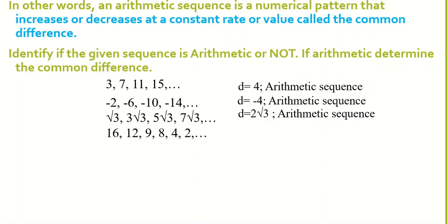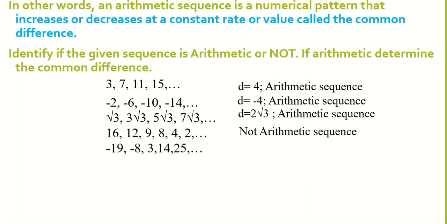This one: 16, 12, 9, 8, 4, 2, and so on. So try to get the difference. 2 minus 4 is negative 2. 4 minus 8 is negative 4. So they're not the same. Therefore, this is not an arithmetic sequence.